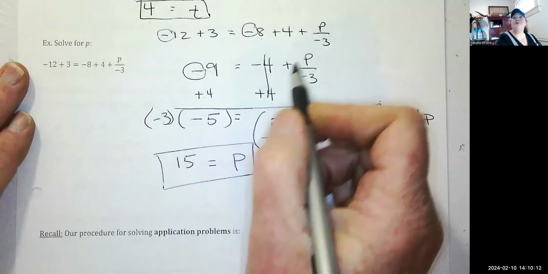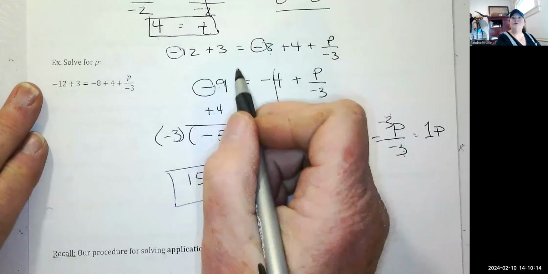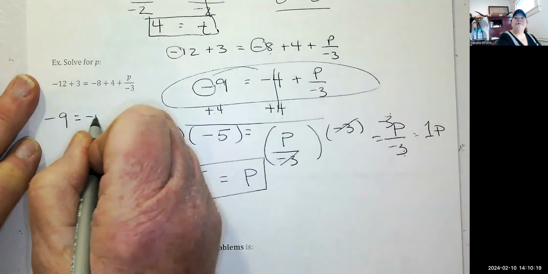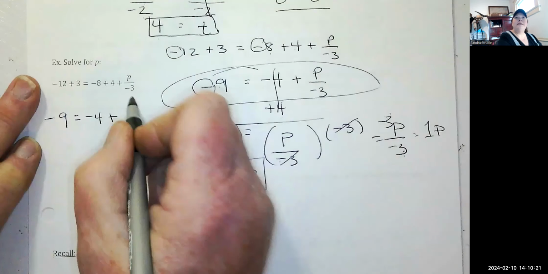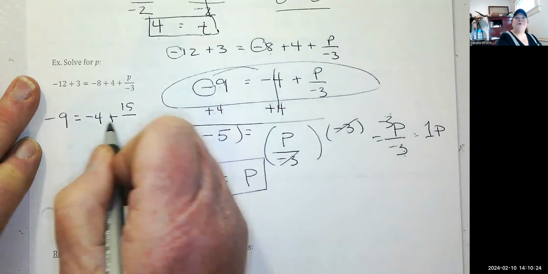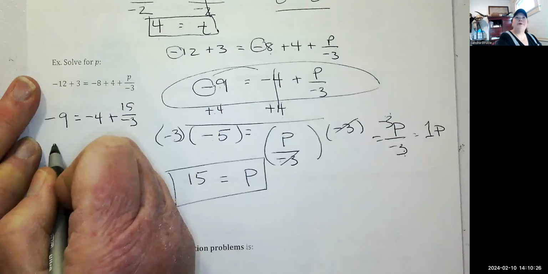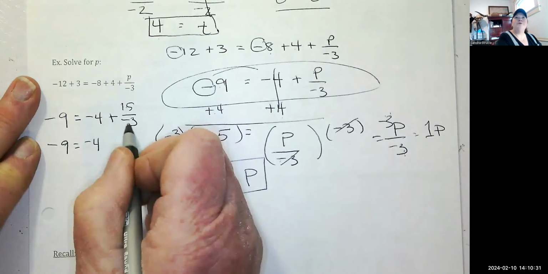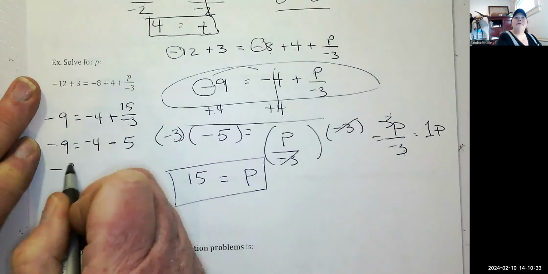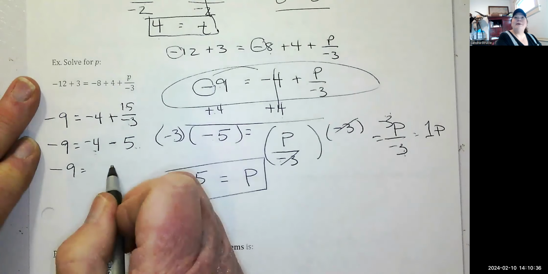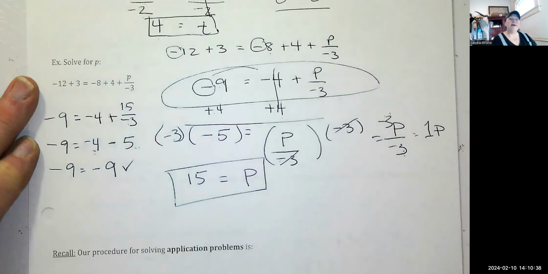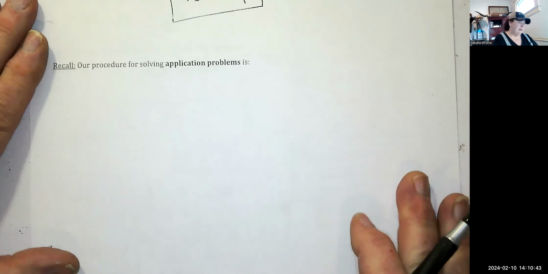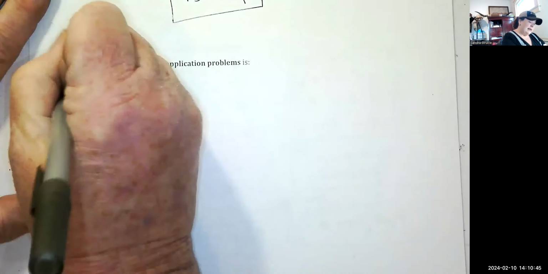To check this, I'm going to do like I did the last one and use the one that's already tidied up a little bit. Negative 9 is equal to negative 4 plus 15 divided by negative 3. All right, I'm going to bring down my negative 9 and negative 4. 15 divided by 3 is 5. The signs are opposite, so it's negative. The signs are the same, so we add them and keep the sign. Worked out great? Fabulous.